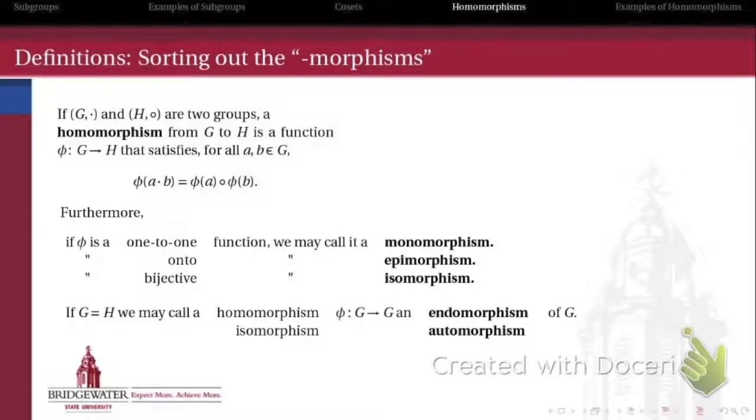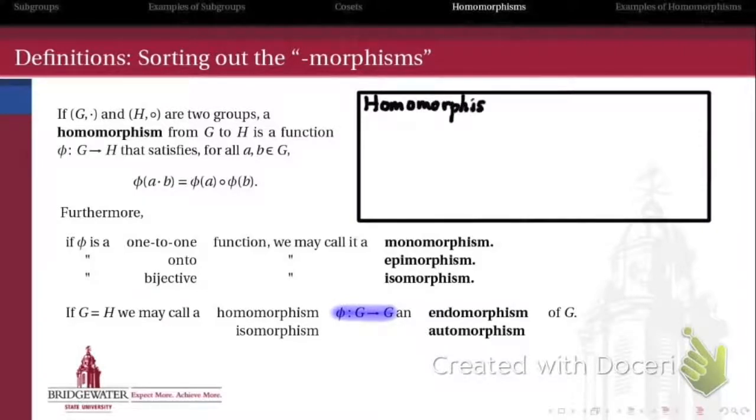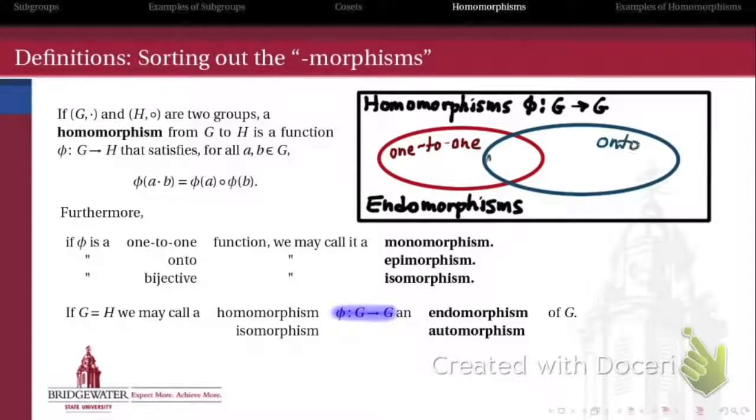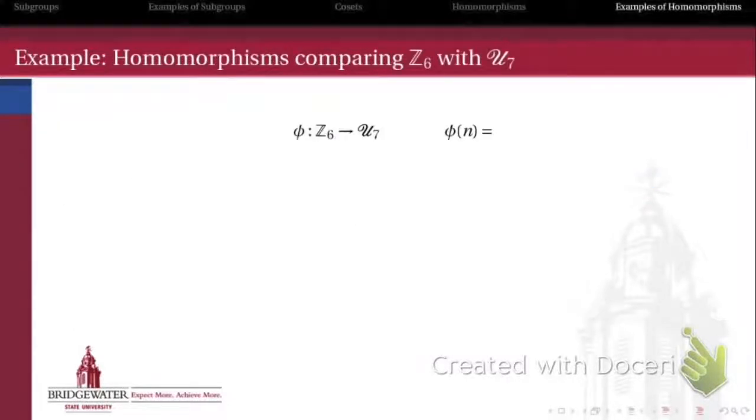Also, if the groups G and H that this homomorphism is connecting are the same group, in other words, if this is a function from a group to itself, we might also use an additional set of terminology. A homomorphism from a group to itself is called an endomorphism, and a homomorphism from a group to itself that also happens to be both one-to-one and onto is called an automorphism of that group. So we have a lot of different flavors of morphism, but again, they're all just special cases of homomorphisms from one group to another group.